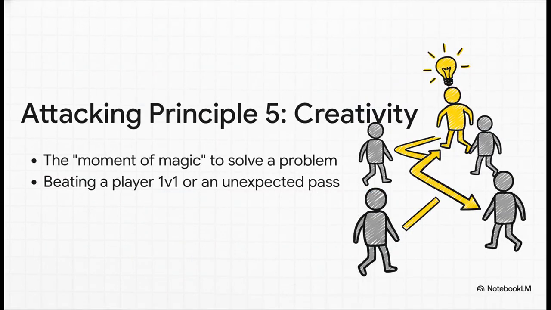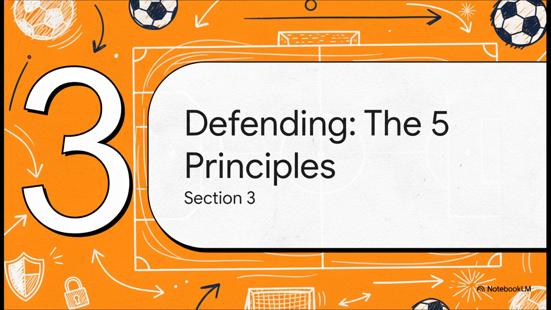And finally, we have the principle that kind of breaks all the other rules, creativity. This is that moment of magic, that unpredictable pass, that bit of 1v1 skill. It's the X factor that can unlock even the most organized, stubborn defense. So that's how you attack. But, as we all know, the game is a two-way street. What happens the second you lose the ball? Let's flip the script and look at the 5 principles of defending.